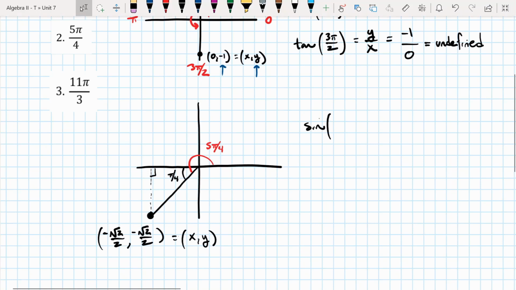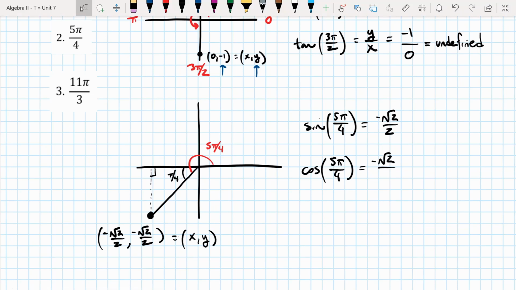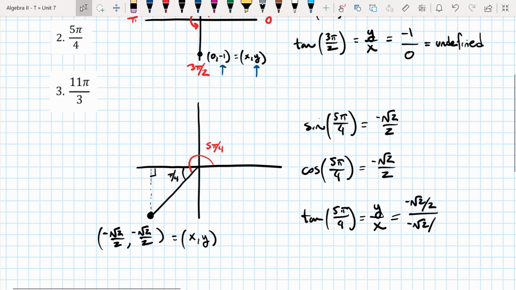Sine is equal to the y value of our coordinate point, which is negative root 2 over 2. Cosine is equal to the x value of our coordinate point, which is also negative root 2 over 2. Because sine and cosine are the same value here, the tangent, which is the ratio of sine and cosine, is going to be equal to negative root 2 over 2 over negative root 2 over 2. Let's remember, if we divide anything by itself, it equals 1. And so those are the three trig values at 5 pi over 4.